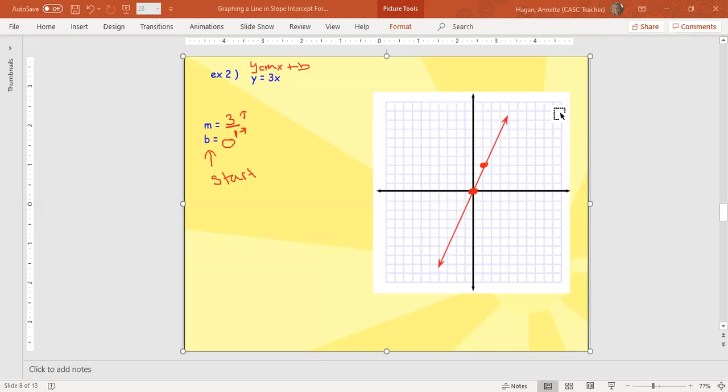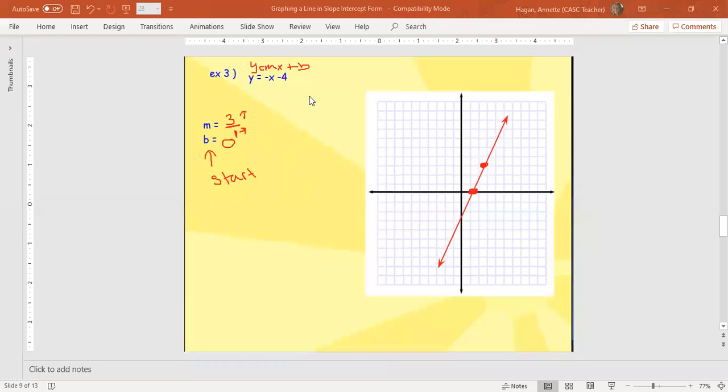Okay, and that is how we graph a line. So next, I'll do this last one with you, then we'll try one more by yourself. This one is y equals negative x minus 4. We need to identify m and we need to identify b. In this formula, what's in the place of b is negative 4, so our y-intercept is negative 4.